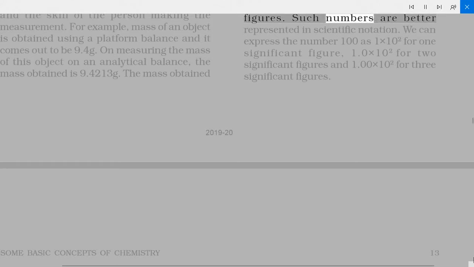Such numbers are better represented in scientific notation. We can express the number 100 as 1 times 10^2 for one significant figure, 1.0 times 10^2 for two significant figures and 1.00 times 10^2 for three significant figures.